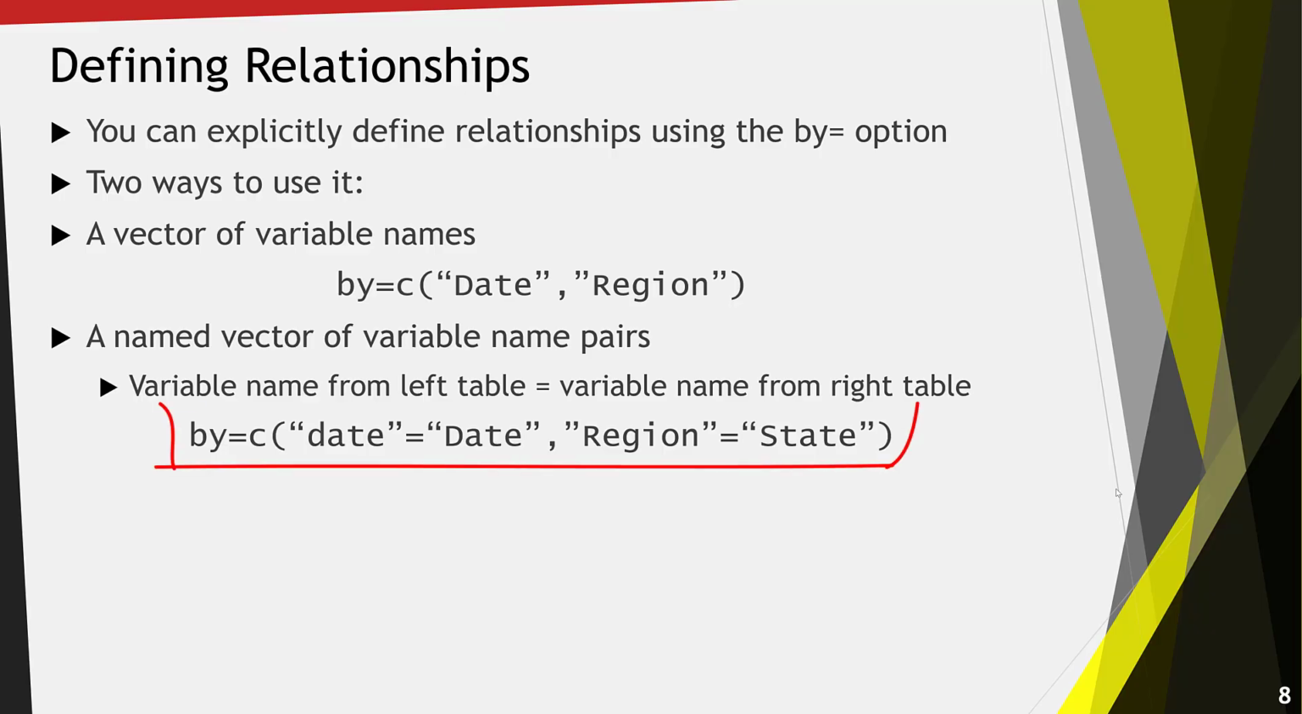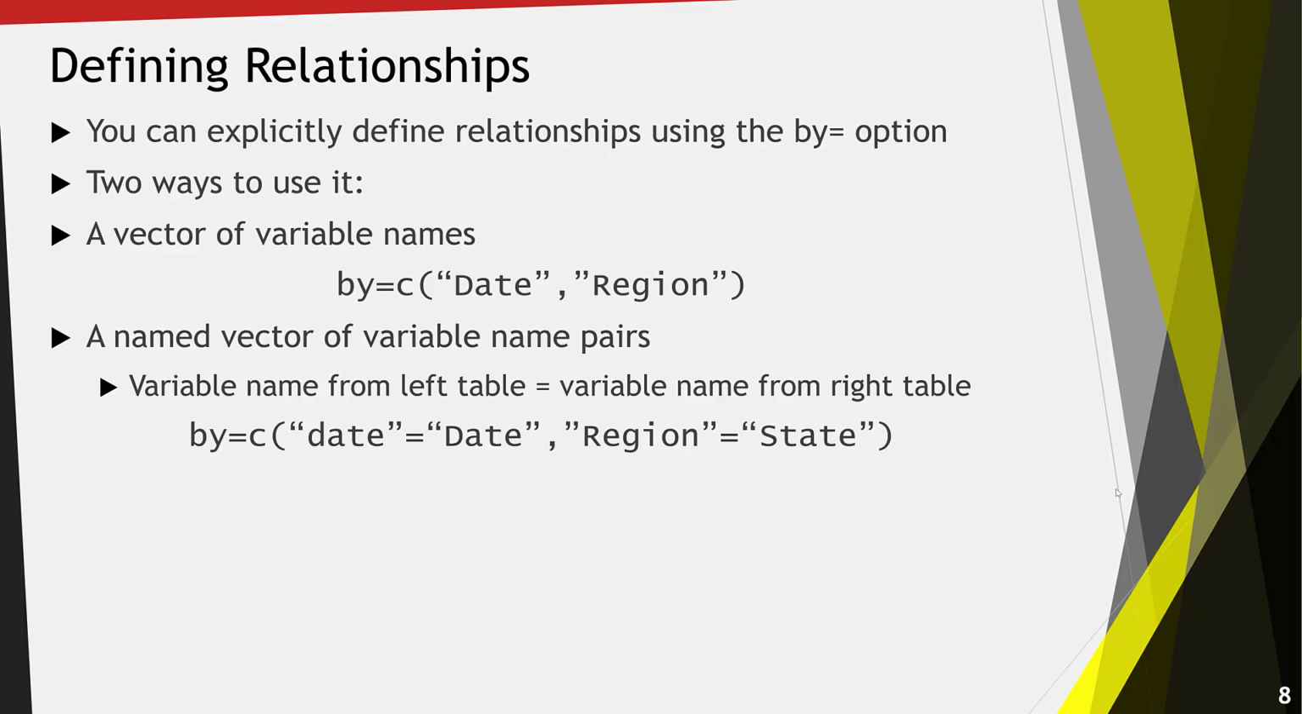Alternatively, you can define relationships using a vector of variable name pairs. These are pairs of names inside quotation marks, separated by an equal sign. The way R interprets this is it defines relationships using variables on the left-hand side of the equal sign as names from the left table, and pairing them with variable names on the right-hand side of the equal sign from the right table. This is a good thing to use if the variable names you'd like to define relationships over don't match between your data sets.